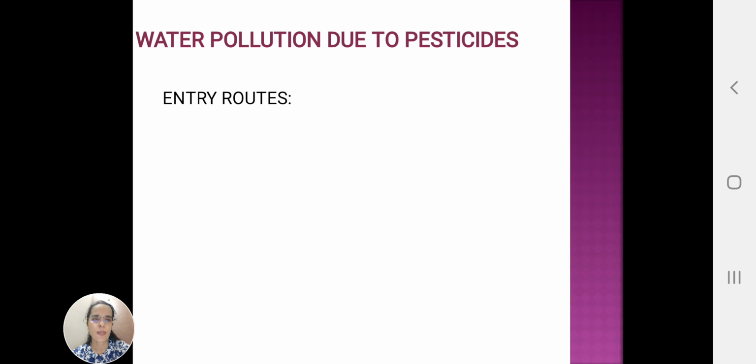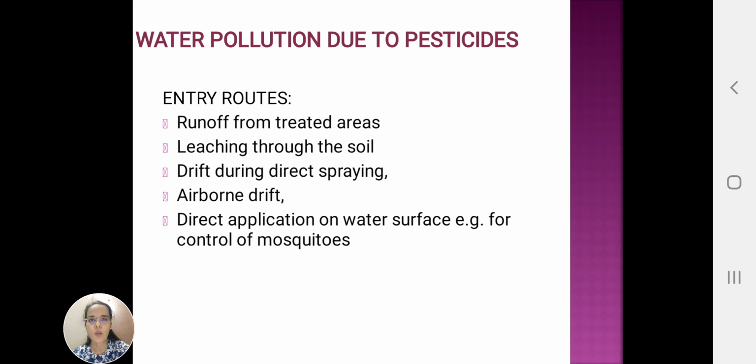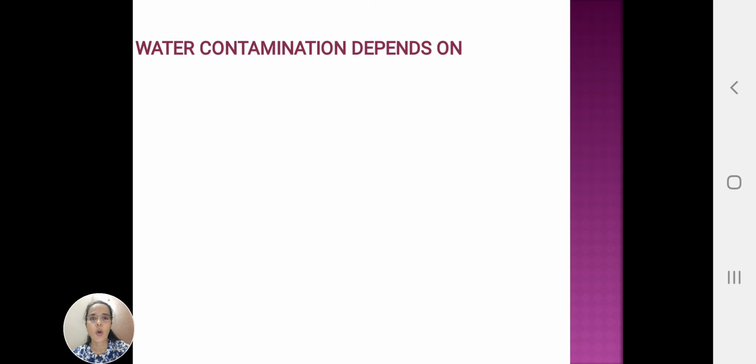Water pollution due to pesticides. The major entry routes for water pollution include runoff from treated areas, leaching through the soil, direct drift during spraying, and airborne drift applied directly onto the water surface. Some pesticides, like those to control mosquitoes, are applied directly, which causes water pollution, and the intentional dumping and improper mixing of the pesticides near water causes water pollution.